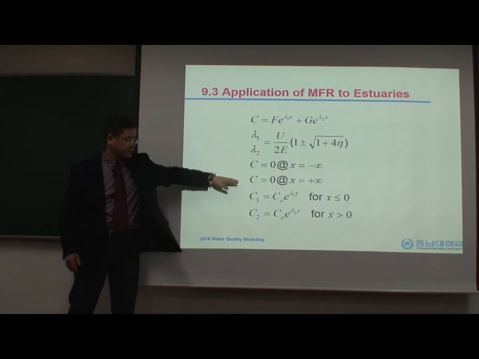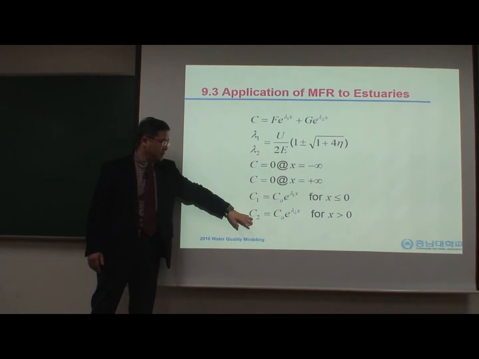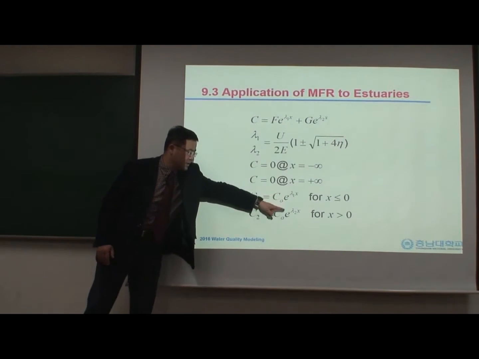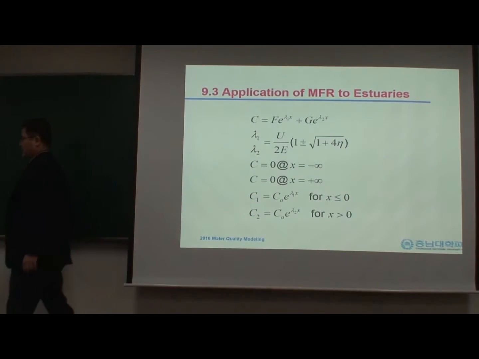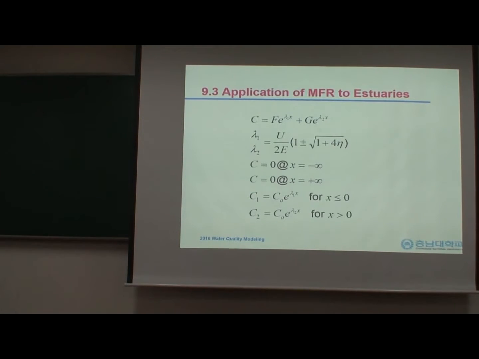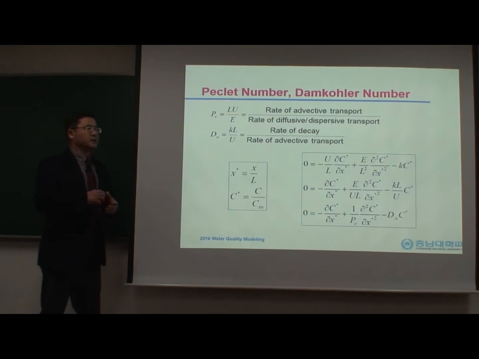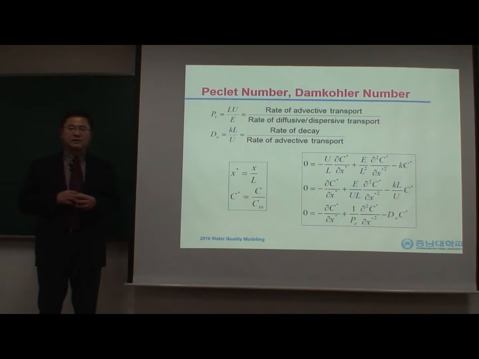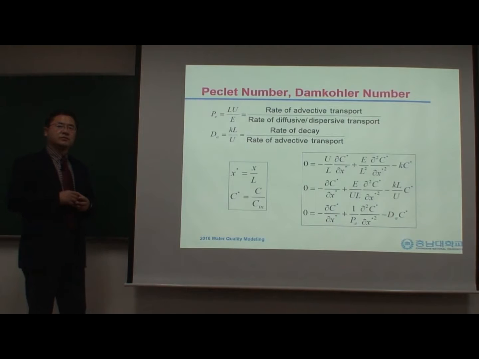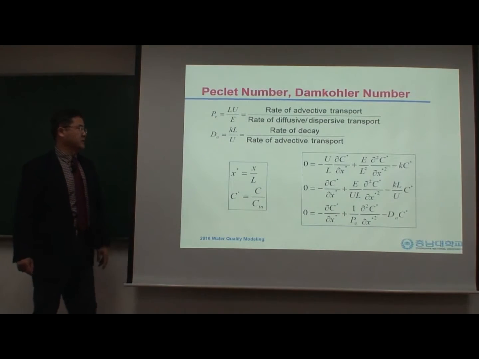So we can come to the conclusion that we can have different lambda for different sign of x, and so we have that kind of equations. Okay, Peclet number and Damkohler number. If you were a chemical engineer, I think you will find this kind of equation very often.